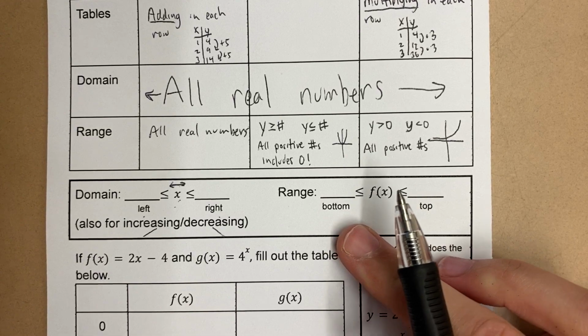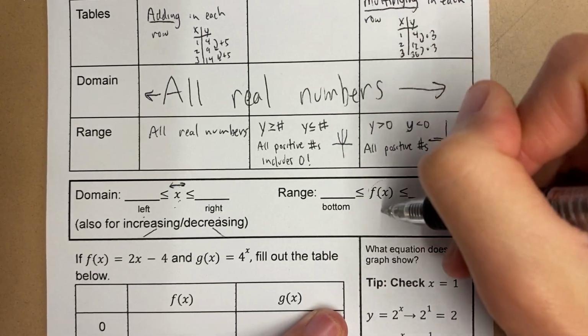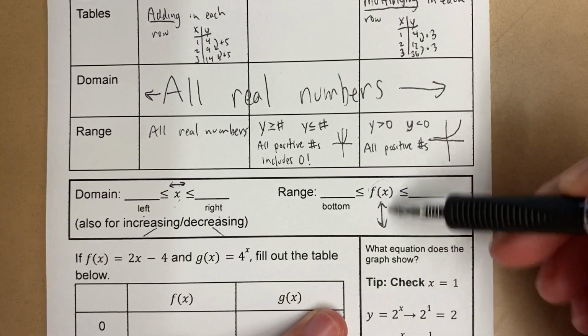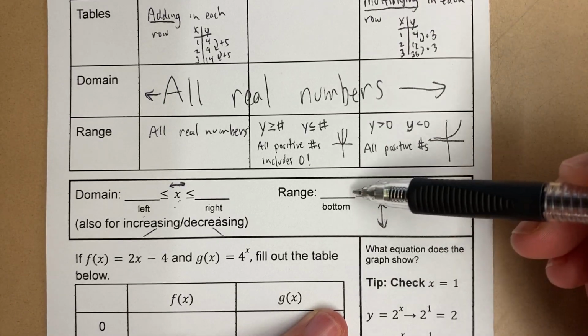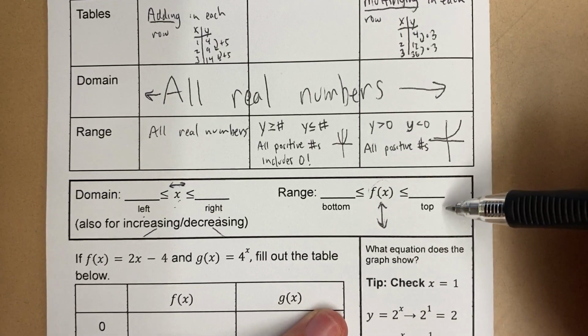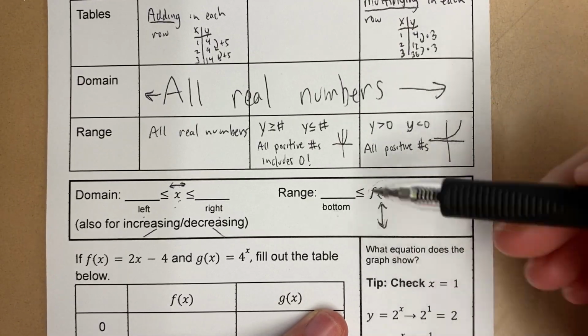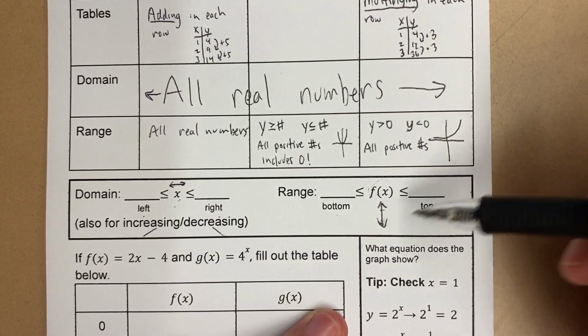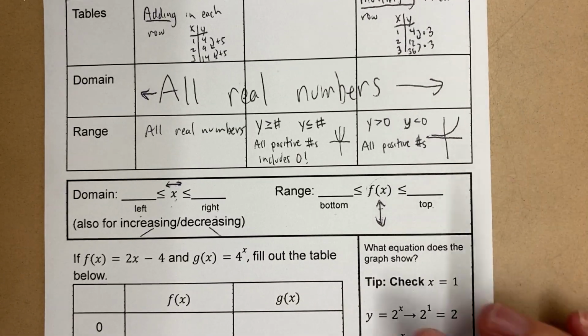And then for the range, you're looking only at the y value, only at the y-axis. And the range must be bottom to top. It can't be top to bottom, it'll be wrong. You have to start at the bottom of the graph, get the y value, and then go to the top of the graph, get the y value off of this line.